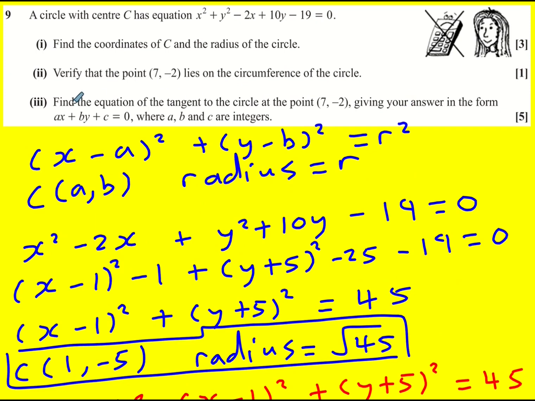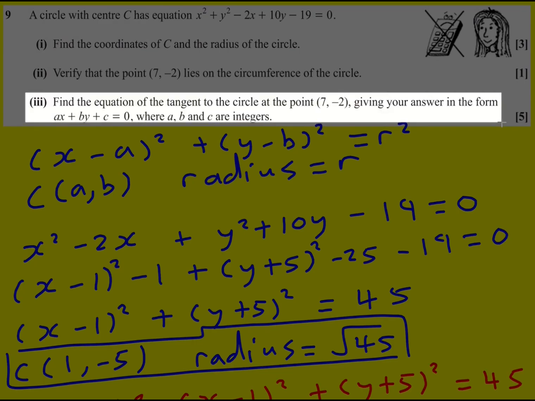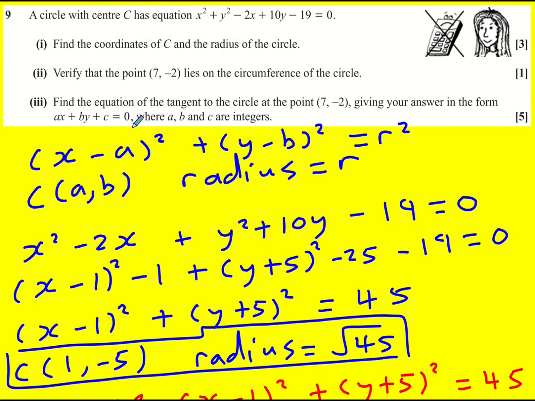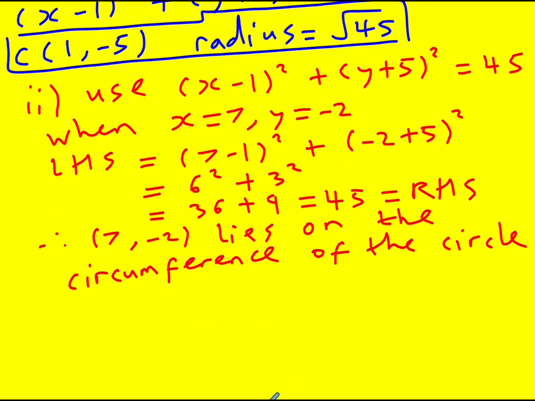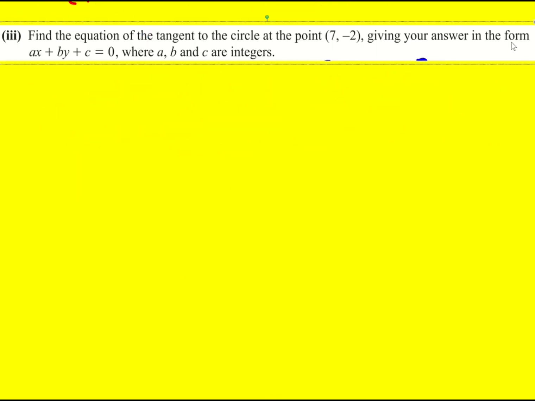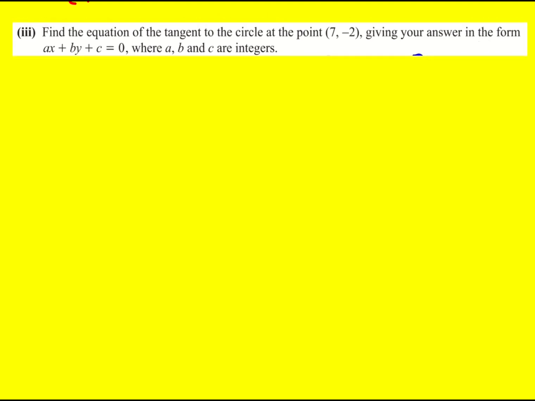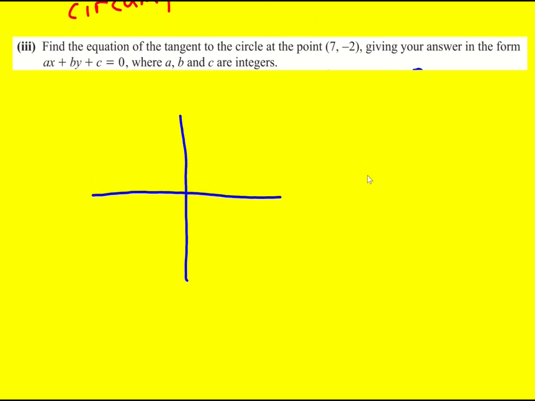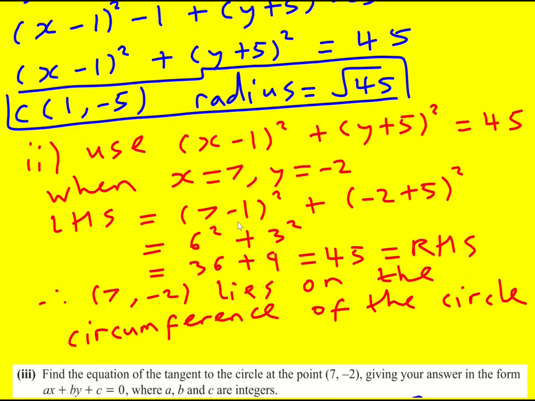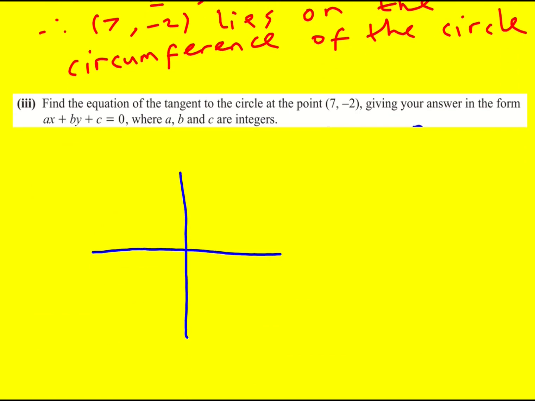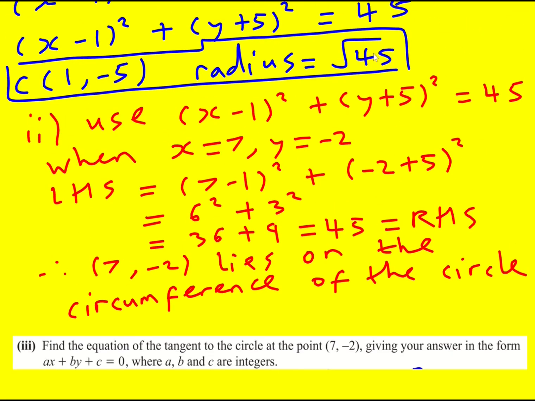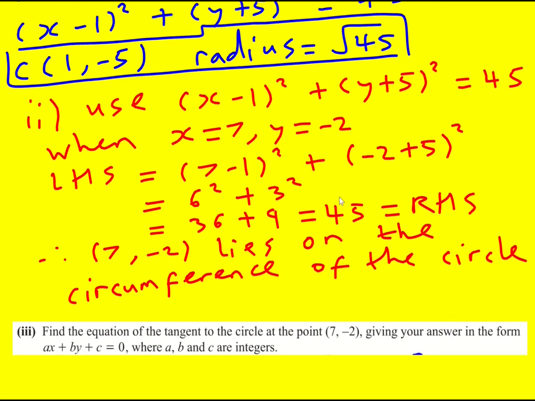Okay, finally, we're asked to find an equation of the tangent at this point that we've shown is on the circumference, giving our answer in the form ax + by + c = 0. Definitely time for a sketch. I've not done a sketch so far, but just to get a feel for what's going on. Now remember, we have the center is (1, −5). So that's going to be sort of down here somewhere. We got the radius is root 45, which is going to be a bit less than 7.